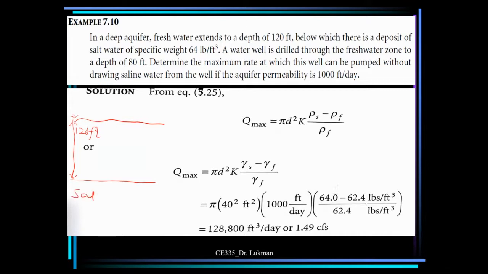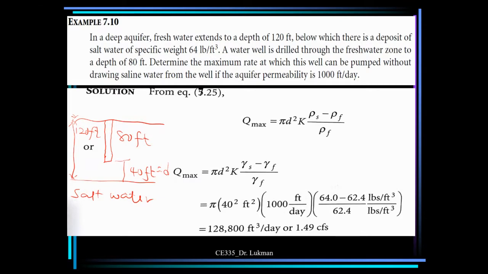So here you have salt water of specific weight 64 pounds per foot cubed. A water well is drilled through the freshwater zone to a depth of 80 feet. So the distance from the bottom of the well to the salt water interface, if this is 80, then this is 40, because it's going to be 120 minus 80. So this is 40 feet, which is equal to our D, isn't it?